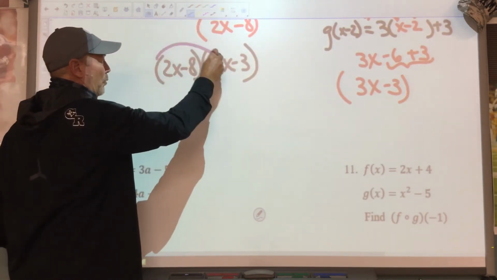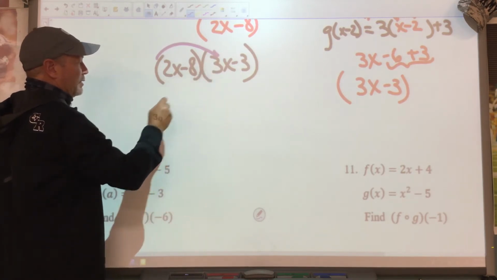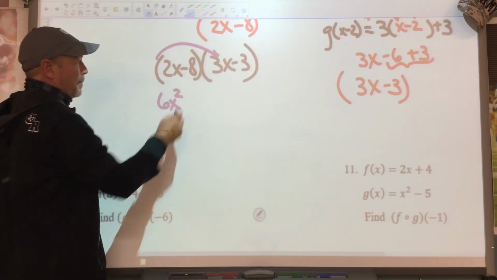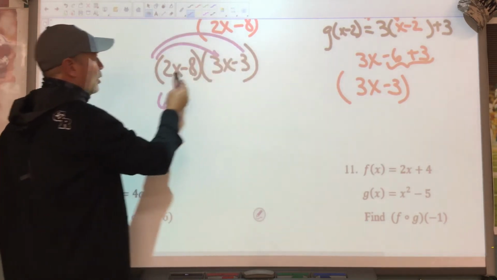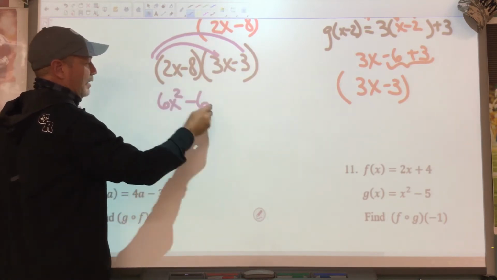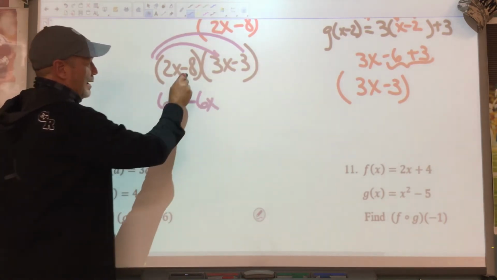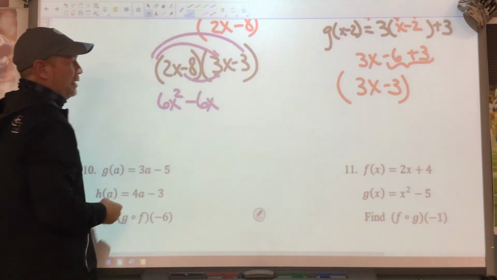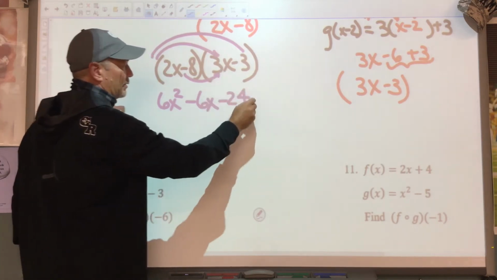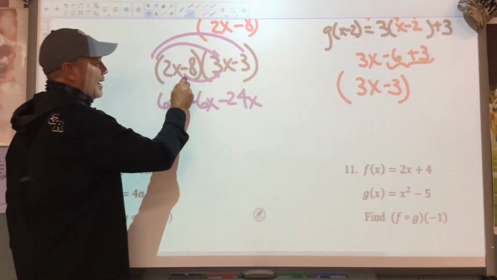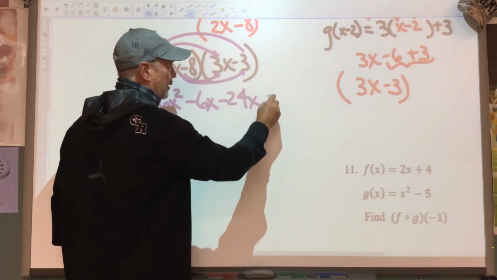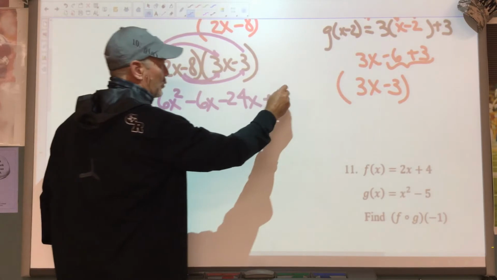When we multiply, we're going to say 2 times 3 is 6. X times x is x squared. 2 times negative 3 is a negative 6 x. Negative 8 times 3 is a negative 24 x. And then we're going to say negative 8 times a negative 3. A negative times a negative is a positive. 8 times 3 is still 24.